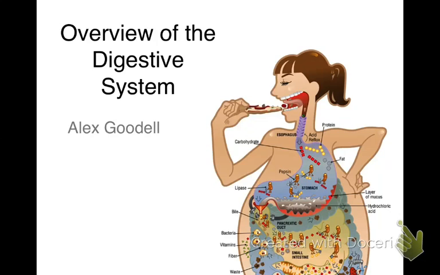Does it stay in your tummy? Does it still taste yummy? Or is it turned into money? Well, it goes down. Welcome to my LO about the digestive system.